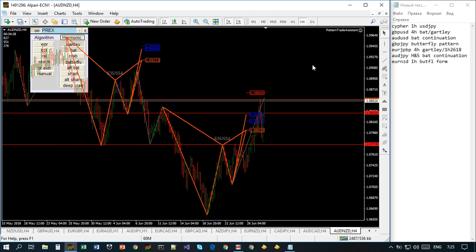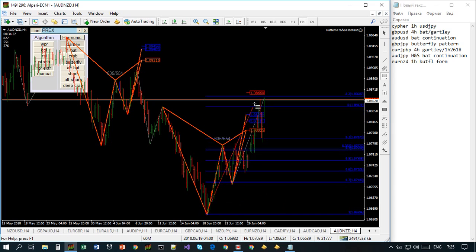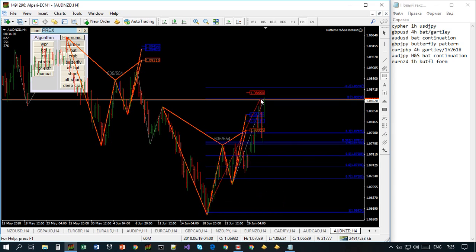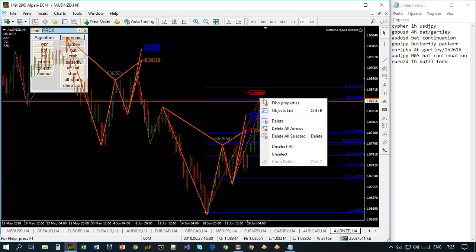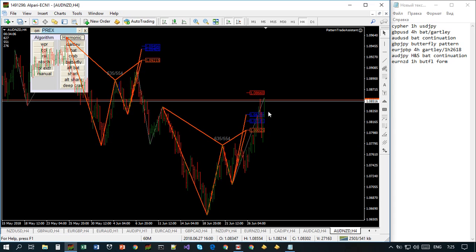Aussie New Zealand. So what do we have on Aussie New Zealand? We had a kind of, it is 4 hours. You see this one, it already hit the 382. Okay, wonderful. It is already part of the history. The pattern worked. Now we have the second test, retest of that resistance.